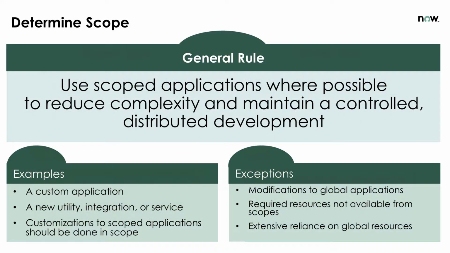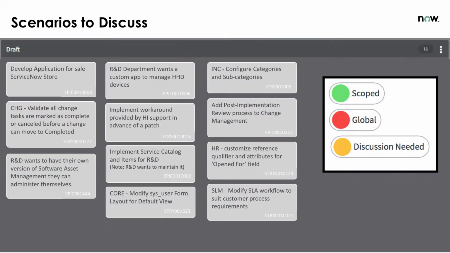Kind of sum that up with the general rule of using scoped apps wherever possible. And then we've got some examples and exceptions there. We've got our scenarios to discuss of whether or not we'd go scoped, global, or more discussion needed in here. I know you guys love this. You don't have to go through all of them, but please make sure that you practice on this.